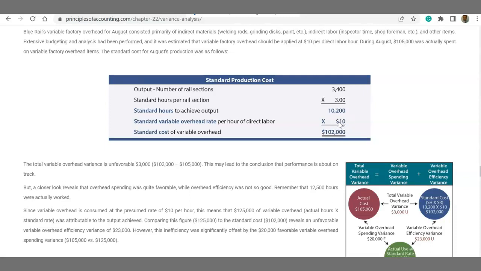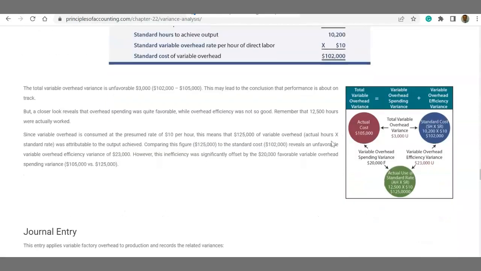In order to calculate this $10, you say estimated next year total manufacturing overhead dollar amount divided by estimated next year total direct labor hours, and you get the predetermined overhead rate dollar amount, let's say $10 per direct labor hour after that calculation. So estimated total manufacturing overhead divided by estimated total activity base. Let's say that in this case, activity base is direct labor hours. We learned that in previous chapters. Standard cost variable overhead is supposed to be $102,000, right?